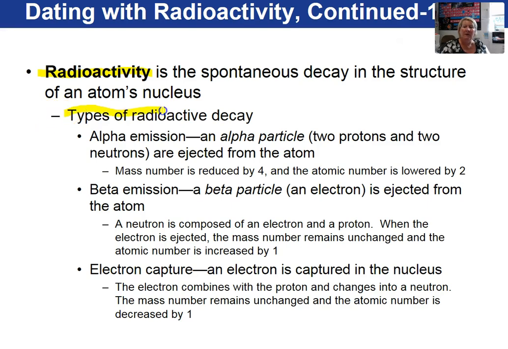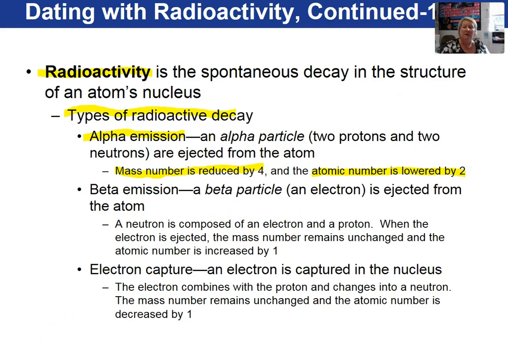And we're going to define, in this case, just 3 types of radioactive decay. The first one is alpha decay. In alpha decay, an alpha particle, which is 2 protons and 2 neutrons, is emitted from the atom. The reason that a nucleus undergoes alpha decay is it's too large. What better way to become smaller than to get rid of 2 protons and 2 neutrons? The mass number will be reduced by 4, and the atomic number is reduced by 2.